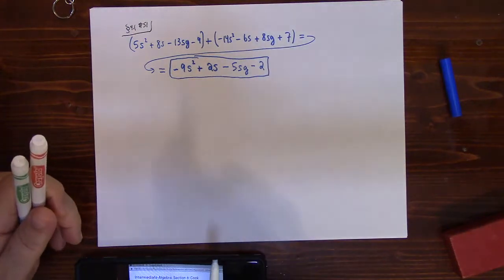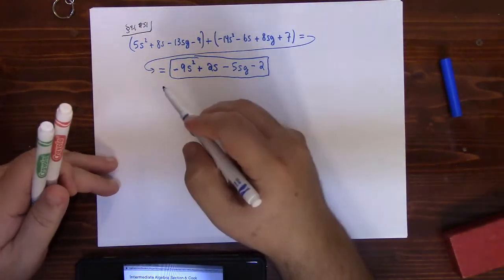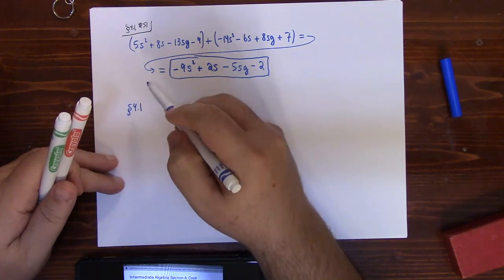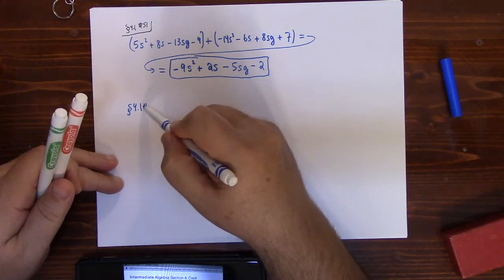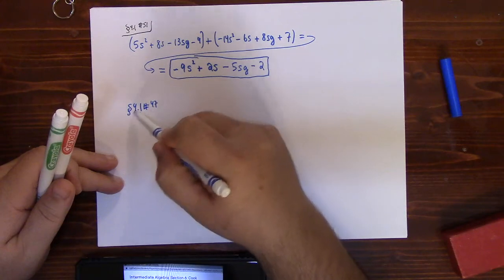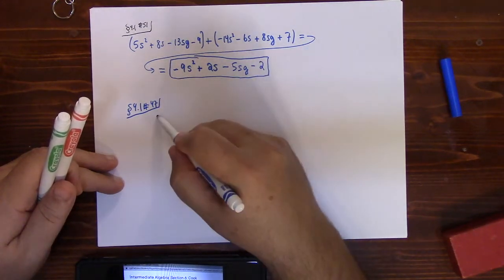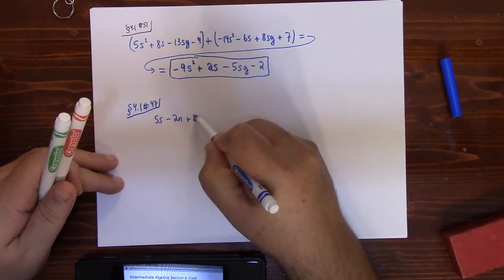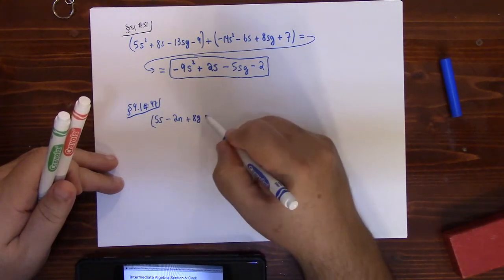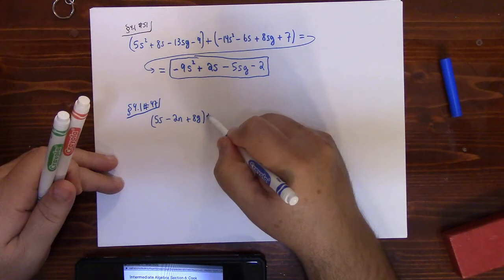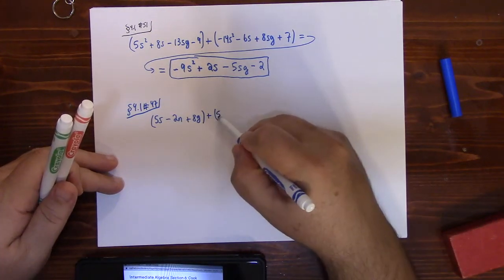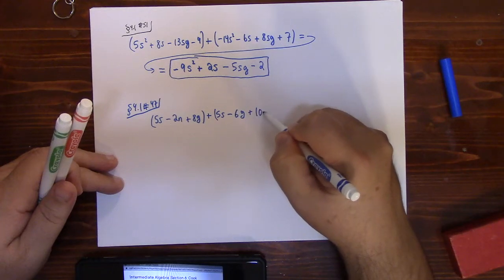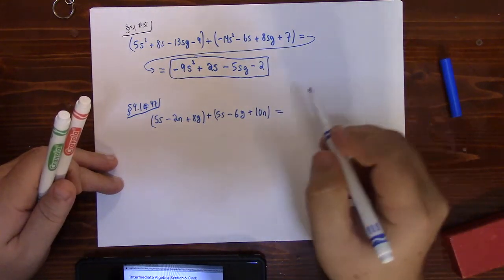You add like terms and add or subtract their coefficients as appropriate. All right, so let's see here. Next problem was based on section 4.1, number 47. 5s minus 2n plus 8g, all right, plus 5s minus 6g plus 10n.